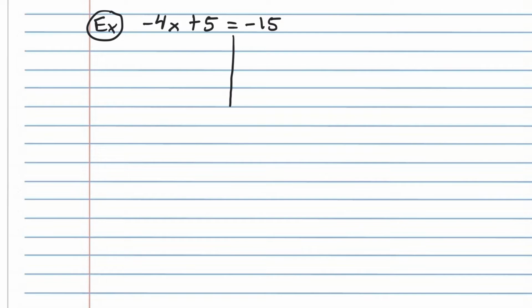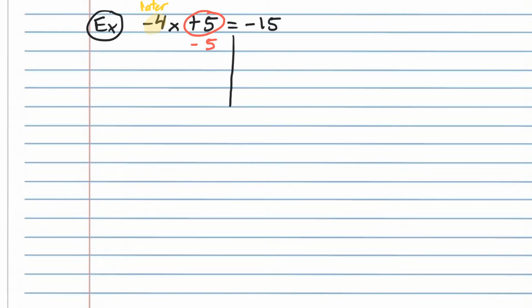Okay. Second thing I would suggest is whatever is attached to the variable, I would save for later. So in other words, in this question, I would save this piece for later. I wouldn't deal with that right away. So I would start off with that 5. I'd want to get rid of that. Right now this says positive 5, so the inverse would be negative 5.